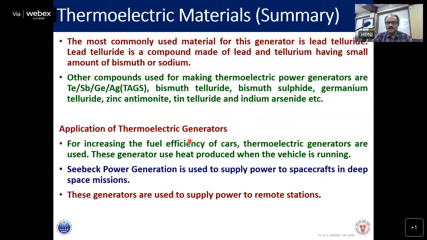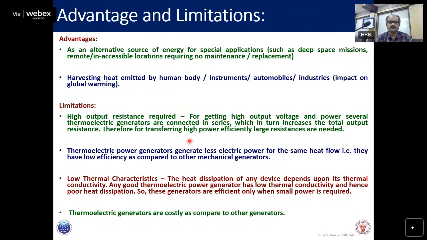These generators are also used to supply power to remote stations, where the temperature difference is very high. Solar cells are also used in remote stations, and thermoelectric power can also be used. But the only thing is that for using thermoelectric generators effectively, the temperature difference should be as high as possible. The more the temperature difference, the more power you will have.